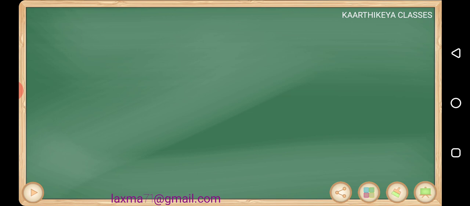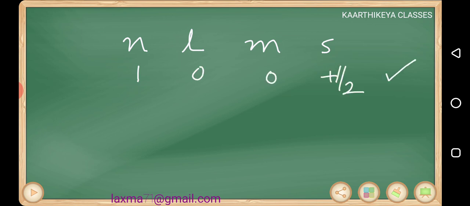What questions can they ask you? Let us see a few. A general question is on n, l, m, s values. They will give n, l, m, s values and ask which set is not correct, or which set won't represent any electron. For example, 1 0 0 plus half, is this a correct set? It is a correct set. n equal to 1 is possible, l equal to 0 is possible, m equal to 0 is possible, spin plus half is possible.